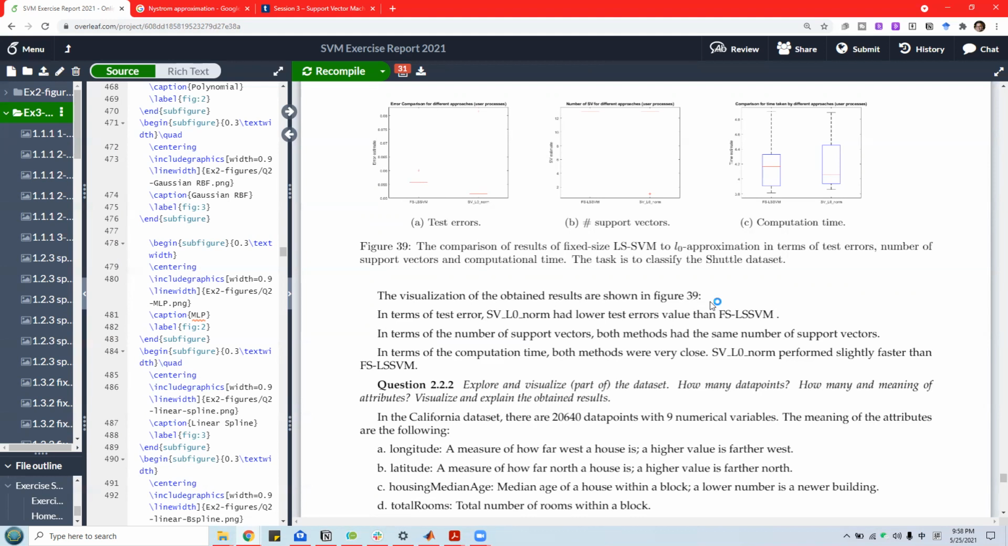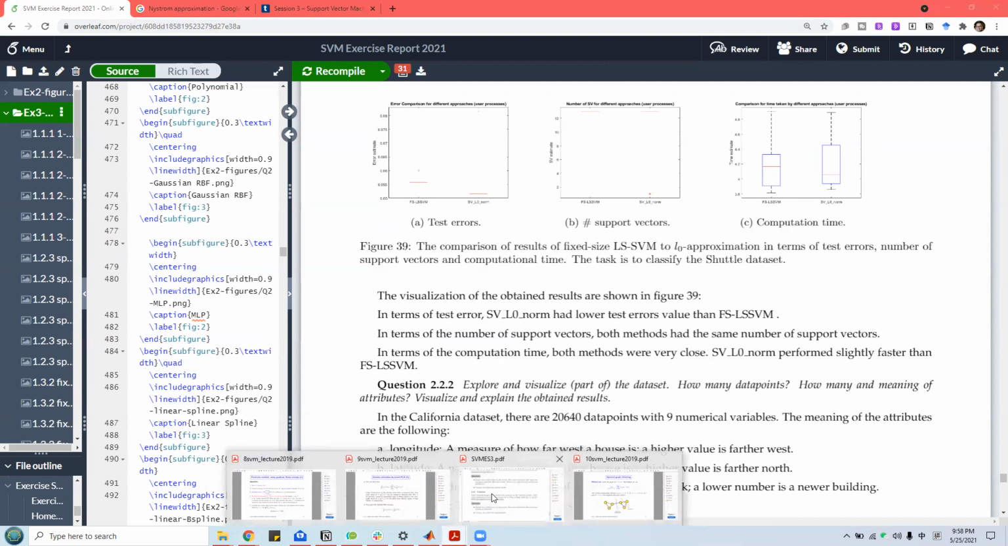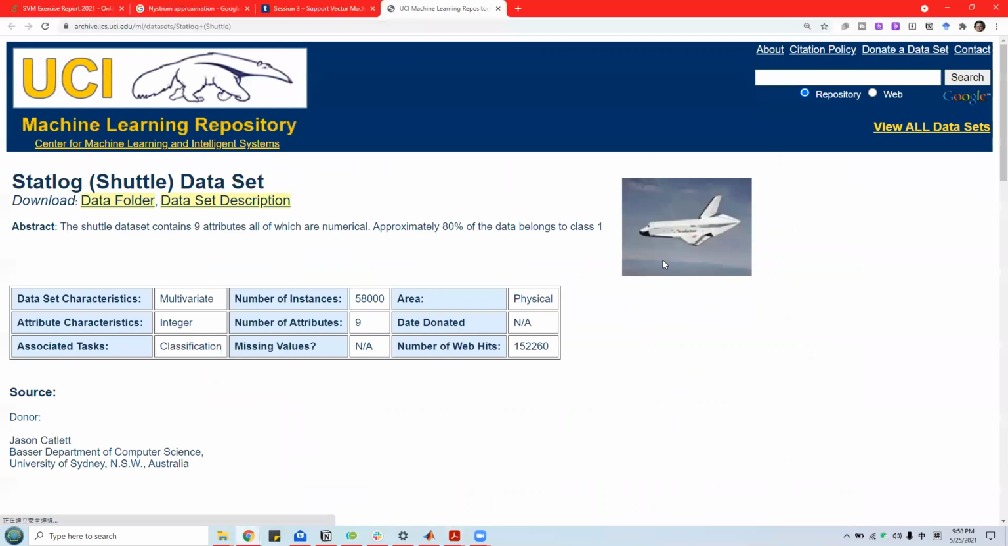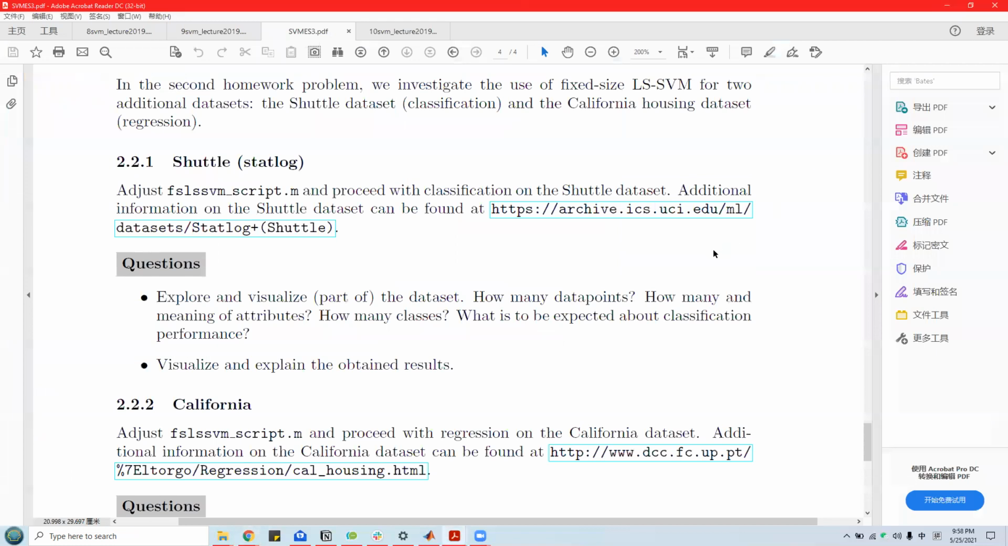I do have something on that because I could run the 50,000 records. I read the whole file and ran it, but to prevent it from taking such a long time, I just ran one of the two processes. So I only did fixed-size LS-SVM and didn't do the L0 norm.